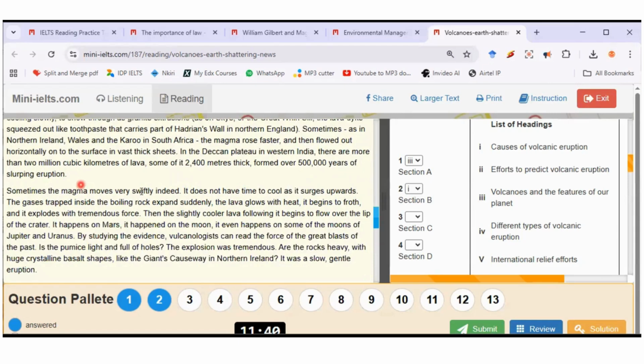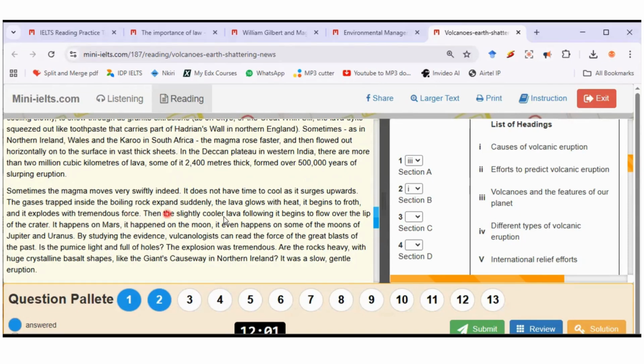Sometimes the magma moves swiftly indeed. It does not have time to cool as it surges upwards. The gases trapped inside the boiling rock expand suddenly. The lava glows with heat. It begins to froth and it explodes with tremendous force. You see, they are describing how that volcano happens. That's what I'm saying here.